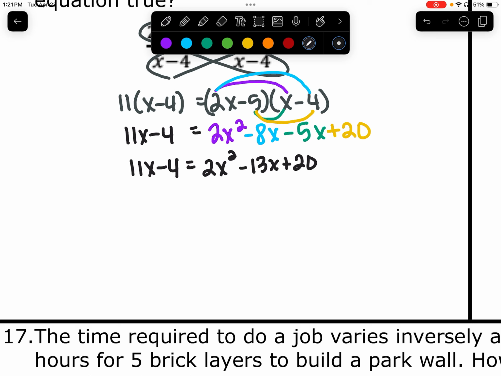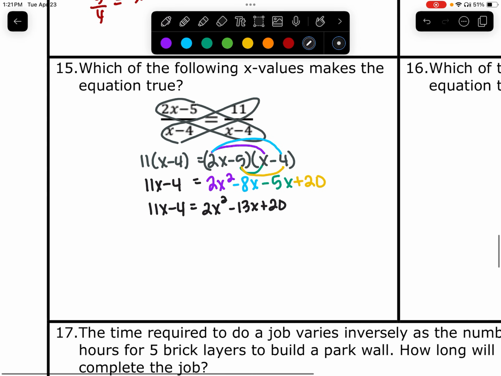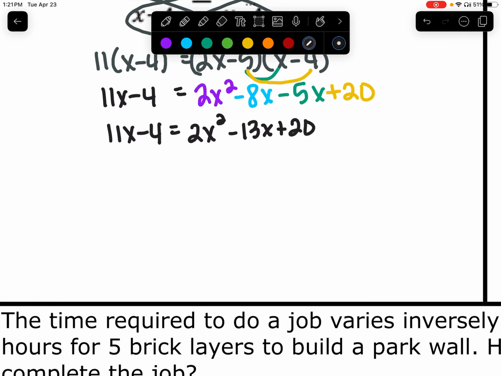All right, so once we get here, I'll keep going. All right, once we get here, we can subtract 11x from both sides. And we can also add 4 to both sides. And the reason why we're doing that is to get this equal to 0.